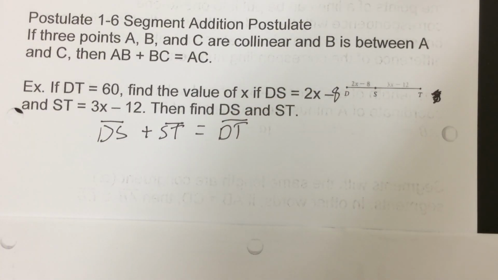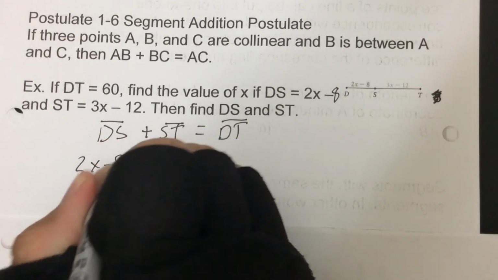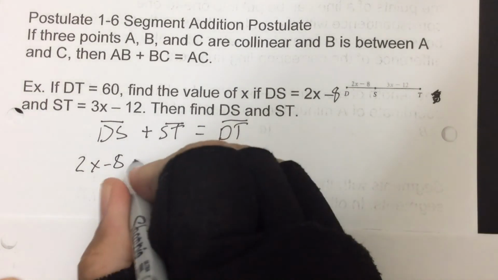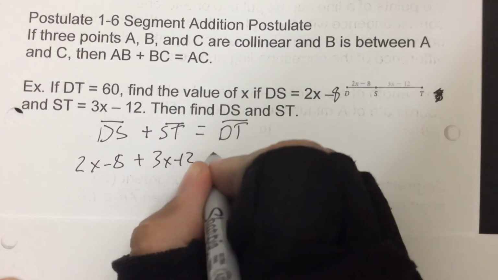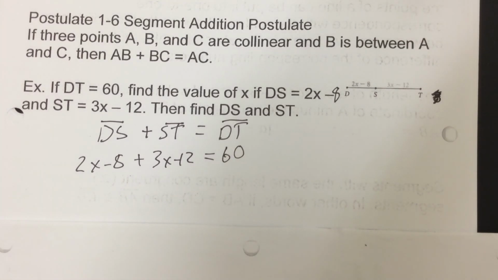That's the segment addition postulate. If we add the segments, it'll equal the whole segment. For that, we're going to substitute in our actual values. We know DS is 2x minus 8. We know ST is 3x minus 12. And we know DT is 60. From there, you're solving just a regular equation. So get your x's together.